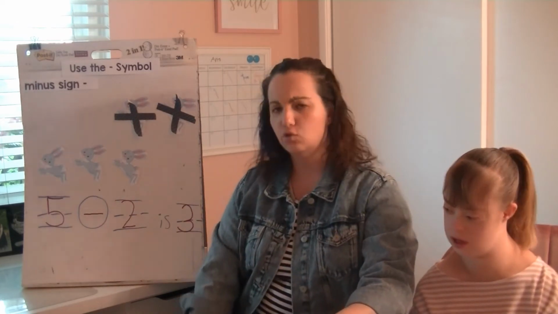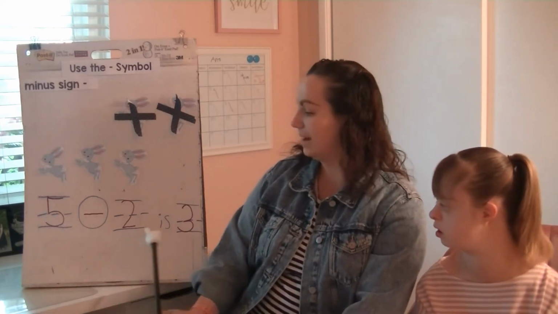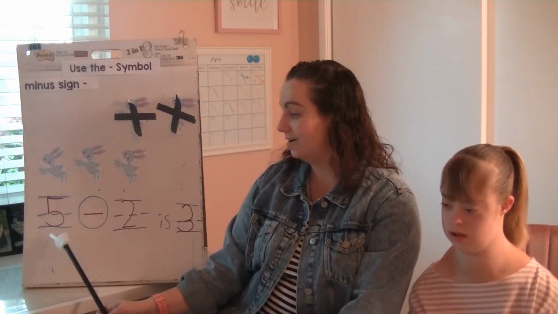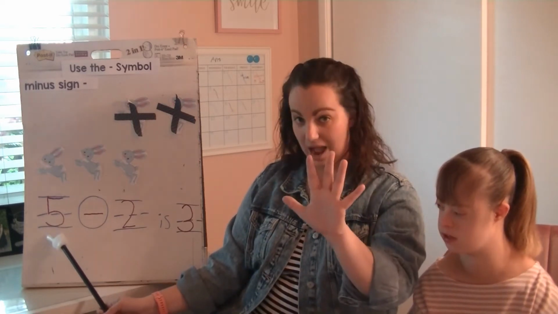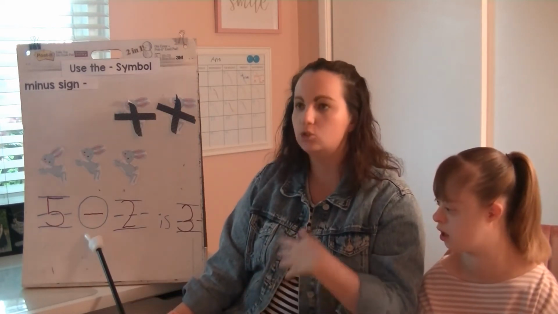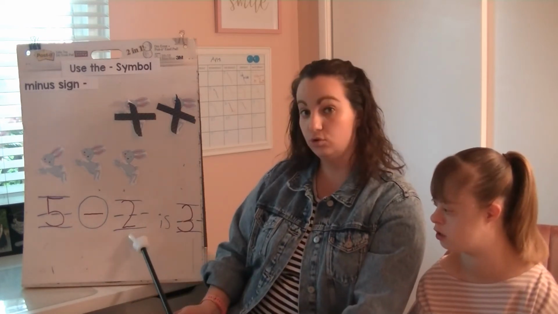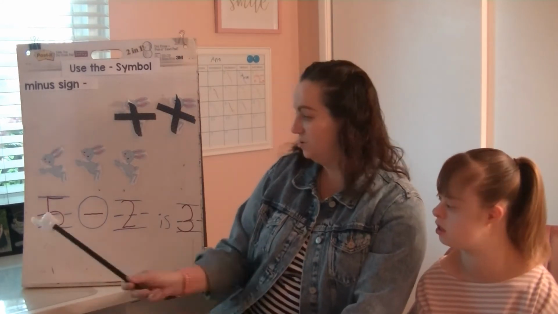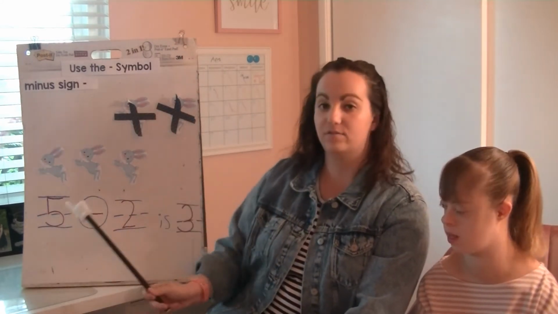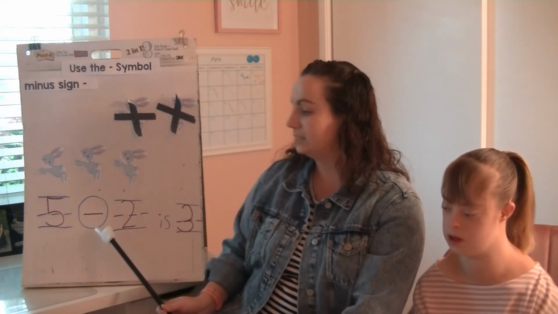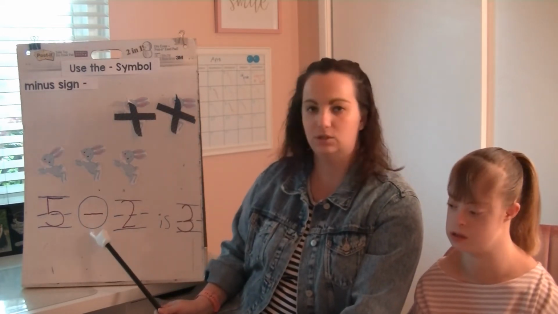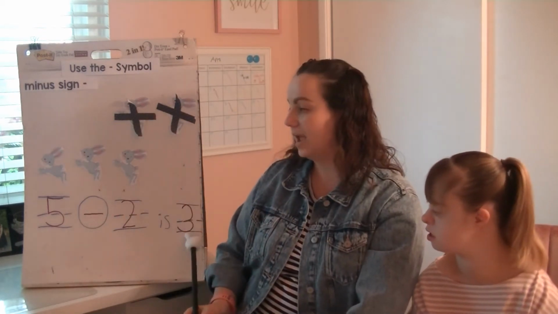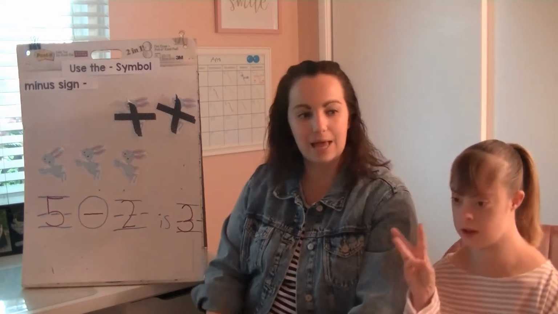Let's go back, reread, and discuss our subtraction sentence here. Okay? Ready? Read it with me. 5 minus or take away 2 is 3. Nice job, everyone. We started with a group of 5 bunnies. We minused or subtracted or took away 2. Bye-bye. And then we had 3 bunnies left.